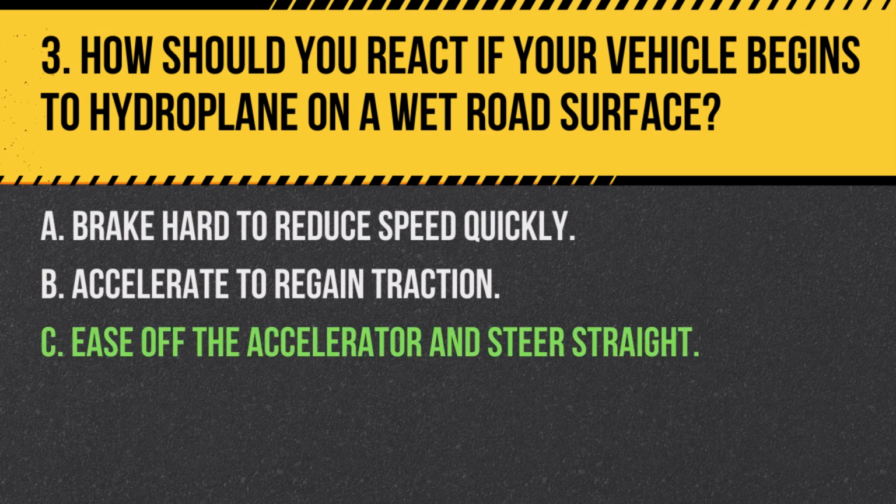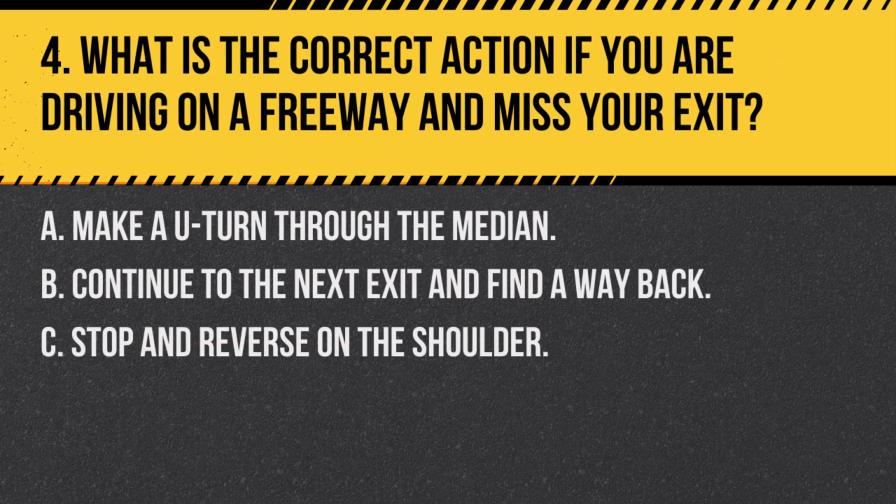Answer. C. Ease off the accelerator and steer straight. If you start to hydroplane, gently lifting off the throttle and steering in the direction you want to go can help regain control. Question 4. What is the correct action if you are driving on a freeway and miss your exit? A. Make a U-turn through the median. B. Continue to the next exit and find a way back. C. Stop and reverse on the shoulder.